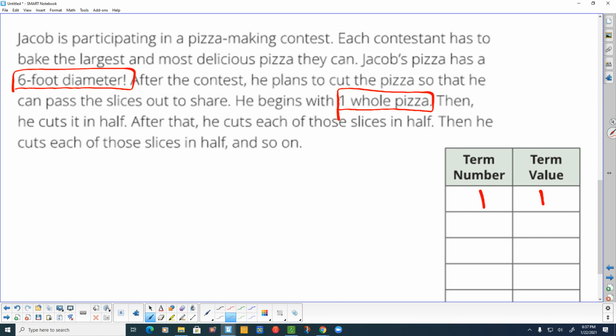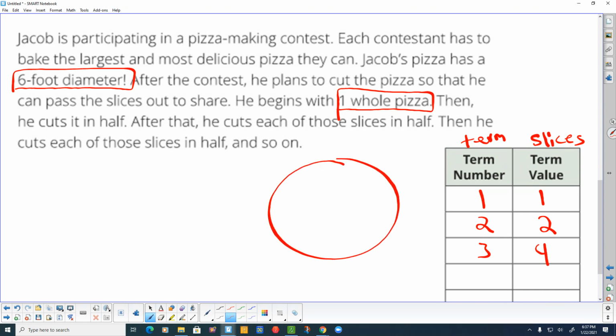Beginning, one slice. Then he cuts it in half. So now there's 2 slices. There's slices, and this is the term. After that, he cuts each of those in half. So the third time he's cutting, he's got now 4 slices, because look, here's my picture. There's my first term, second term, third. See, there's now 4. Now I'm going to make the 4th term.